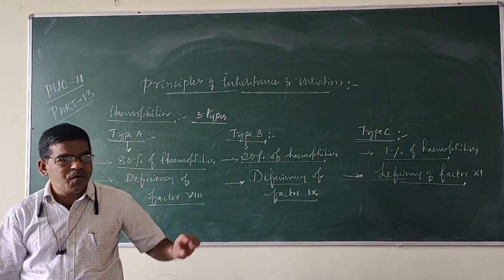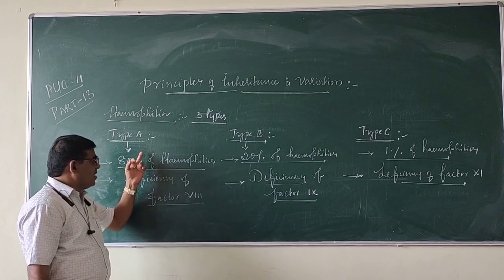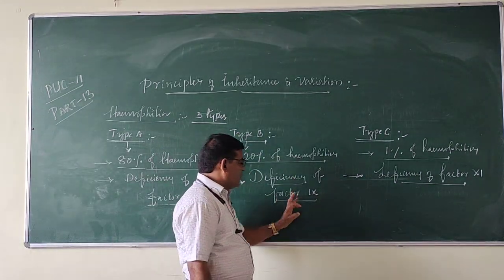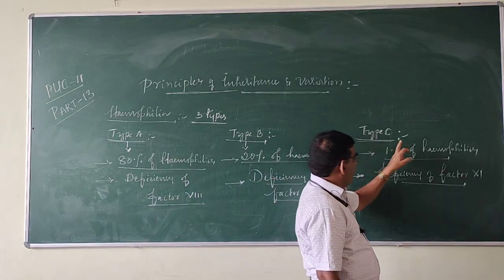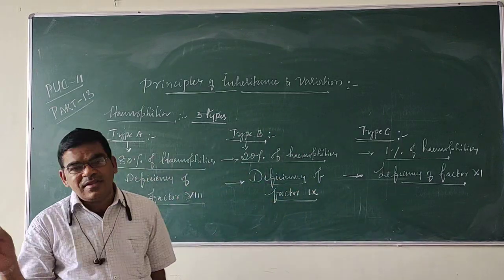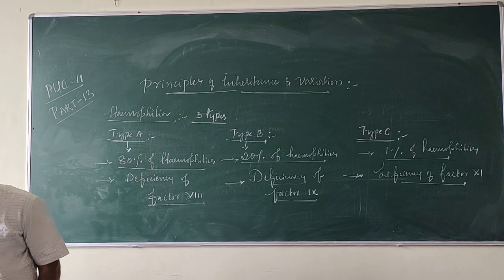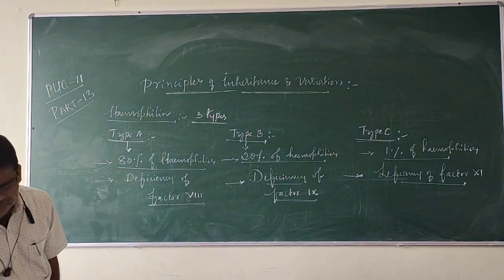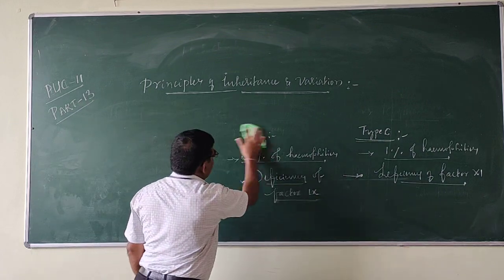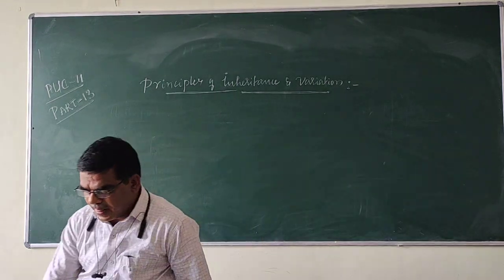So these are the three important types of hemophilia. Hemophilia A is due to a deficiency of factor 8. Hemophilia B is the deficiency of factor 9, and hemophilia C, or type C, is due to the deficiency of factor 11. Clear? These are the three types of hemophilia, type A, type B, and type C. Next, causes of hemophilia.